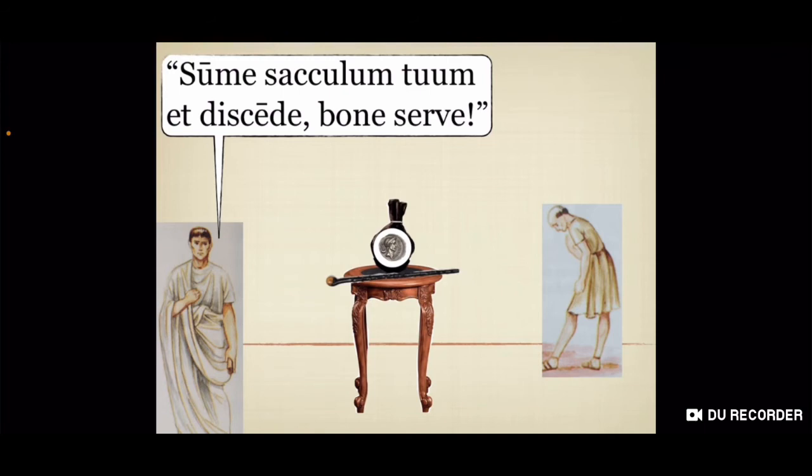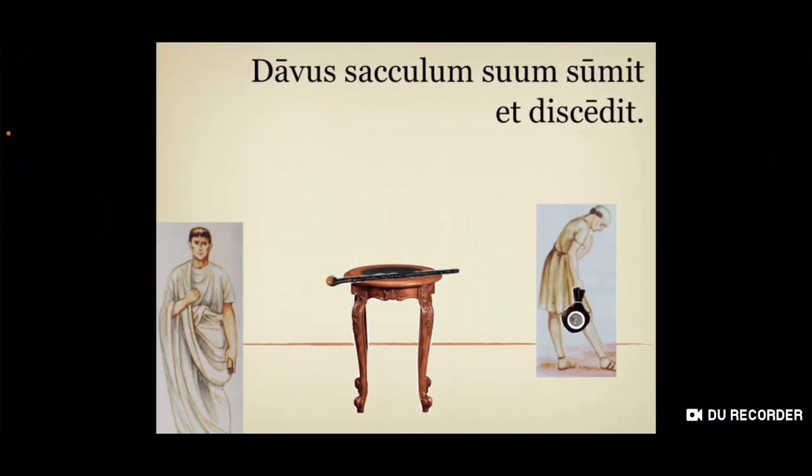Sume saculum tuum et discede, bone serve. Pick up, sume, take or get, saculum tuum, your sack, et discede, and leave, bone serve, good servant. Davus saculum suum sumit et discedit. Davus picks up, sumit, his sack, saculum suum, et discedit, and leaves.